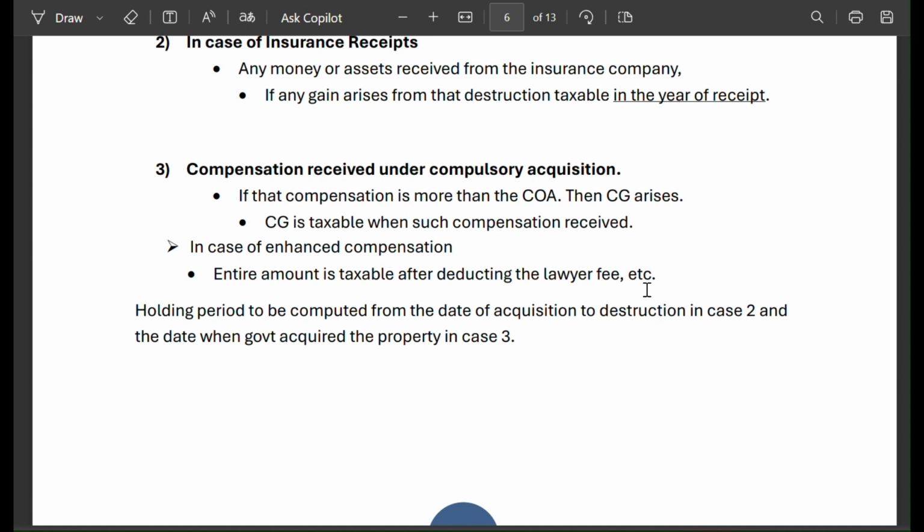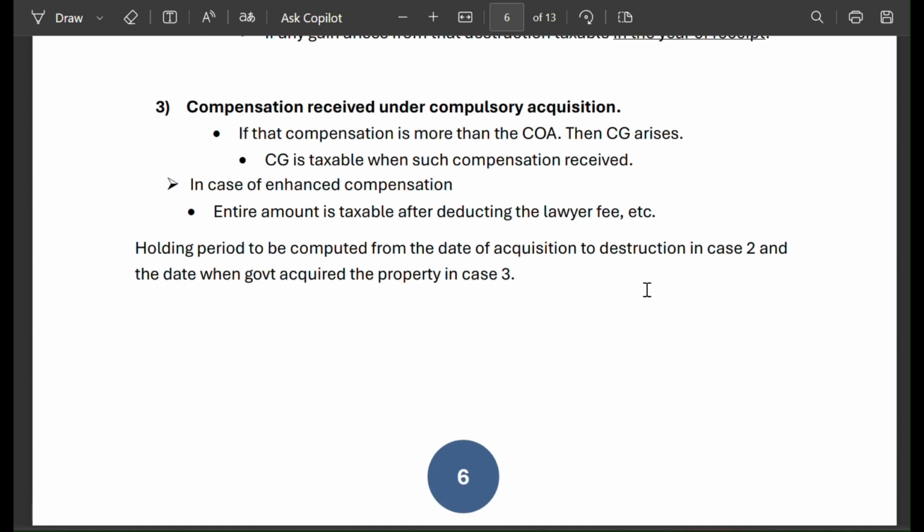If you are not satisfied with the compensation given by the government, you can file a case for enhanced compensation. In that case, the entire enhanced compensation is taxable under capital gain, after deducting any small nominal fees, such as the lawyer fee for the court case. The holding period in case of destruction of a capital asset is from the date of acquisition to the date of destruction, and in case of compulsory acquisition it is from the date of acquisition to the date the government acquired that asset.